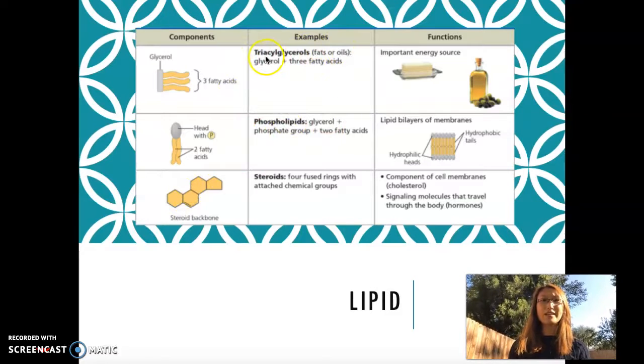We have triglycerols, or triglycerides. They're made up of three fatty acid tails and one glycerol. This is what makes up a fat or oil. On the right side, we have butter and olive oil.